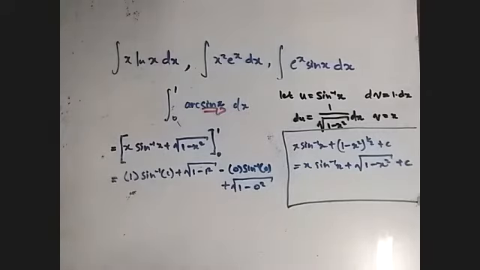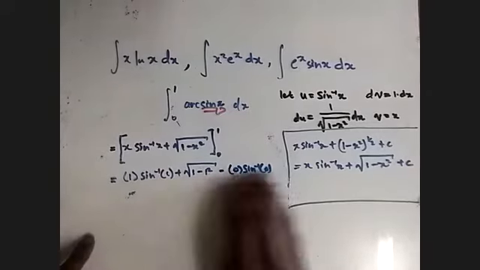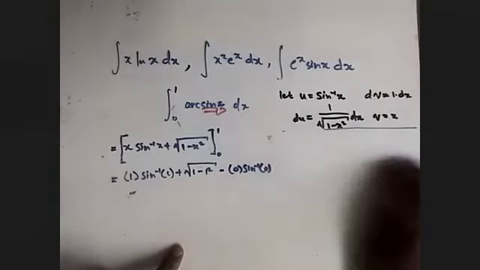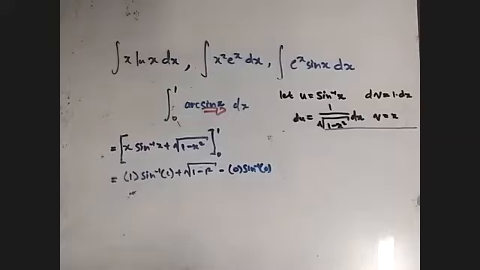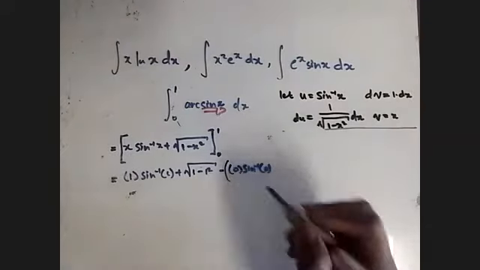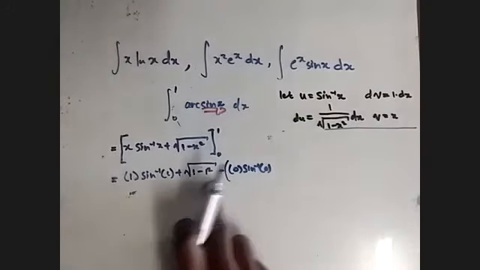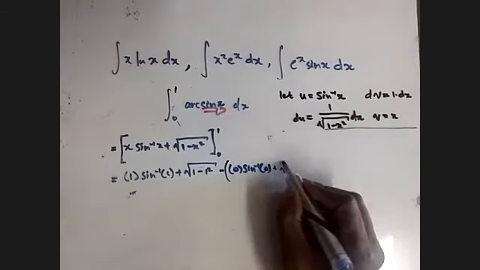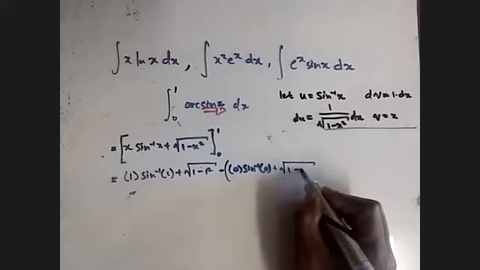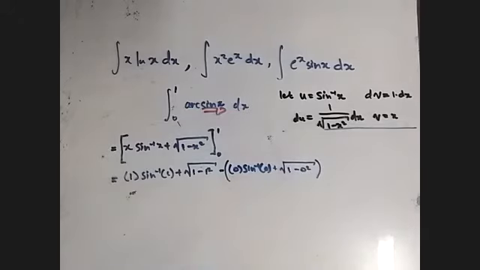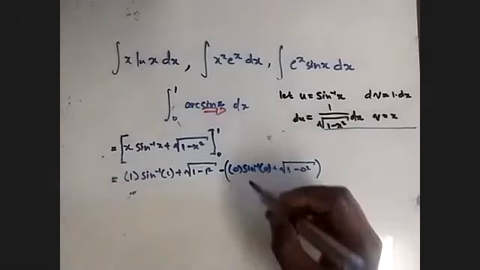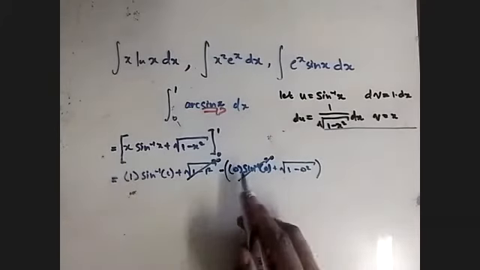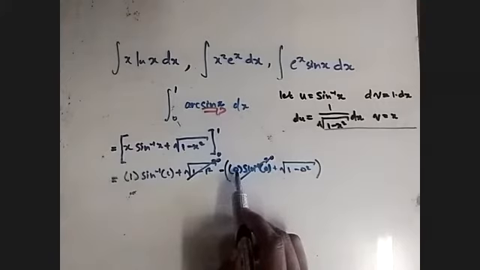Actually, let me remove this part. Let me do this, just because we have already written it. Okay, so we're going to have minus 0. So always subtract between these two limits of integration. So I'm going to have plus the square root of 1 minus 0 squared. Okay, and as you can see, this becomes 0. This becomes 0 because of 1 minus 1. This becomes 0 because of multiplying by 0.